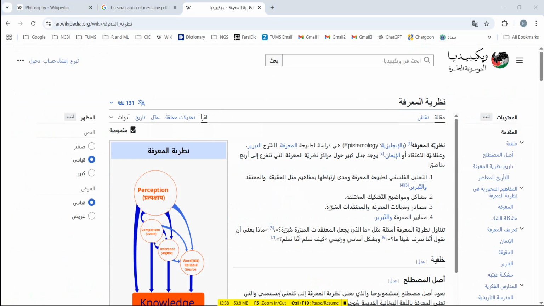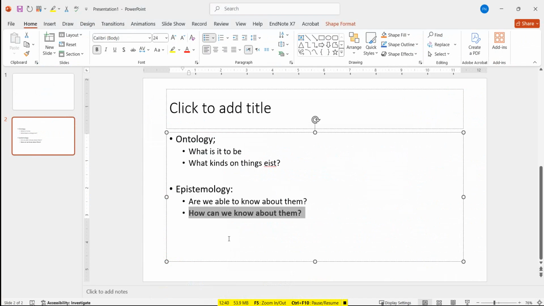And in the beginning, when you think about philosophy, it seems sort of obvious. Okay, what is it to be? Well, things are there, we can see them. So why do we need to define the meaning of existence? Or what kind of things exist? Well, all different sorts of things exist.